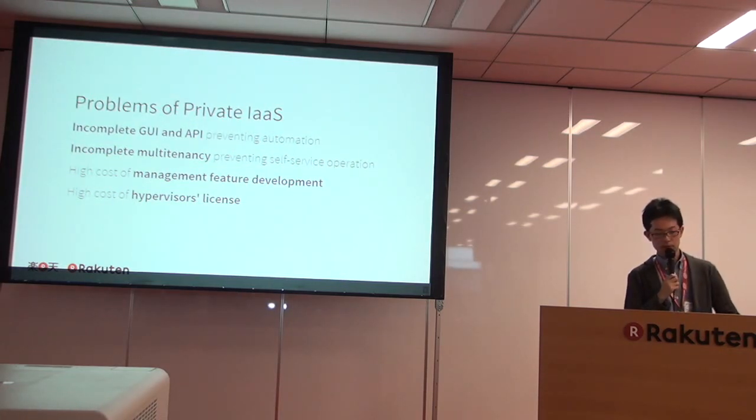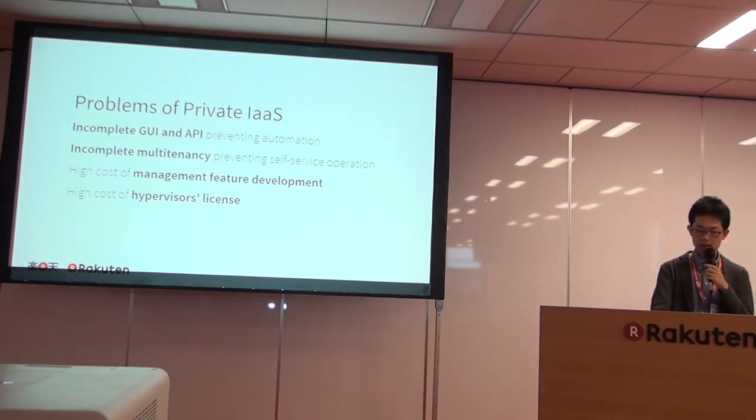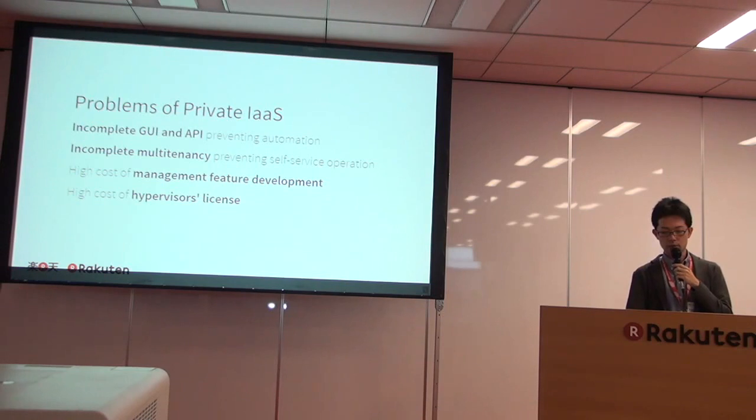These are the problems we are now facing with private IaaS. First one, GUI and API have been independently developed by each group of the Ops department, but they are incomplete and lacking consistency. Some features have no API, unfortunately. That is why developers and operators have to give up full automation.